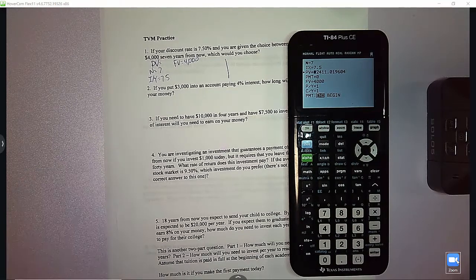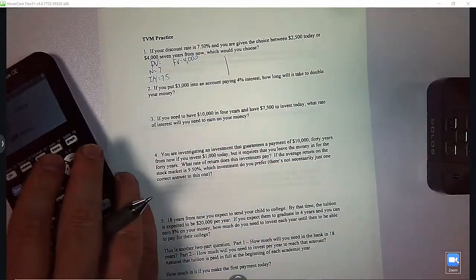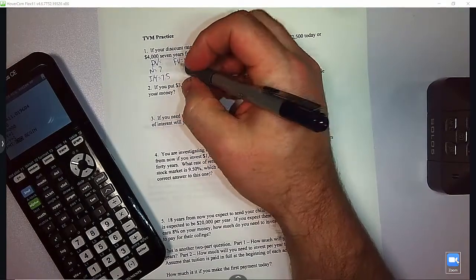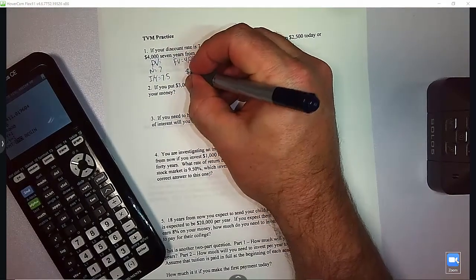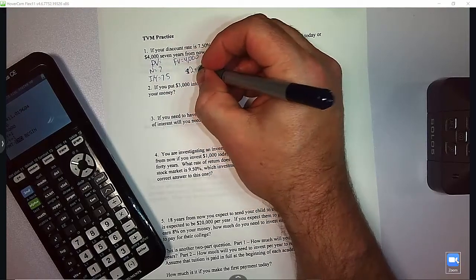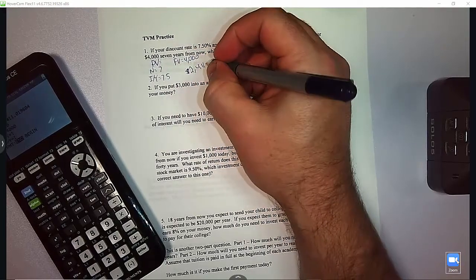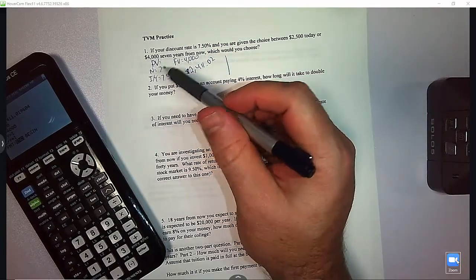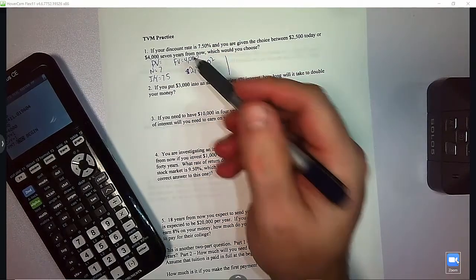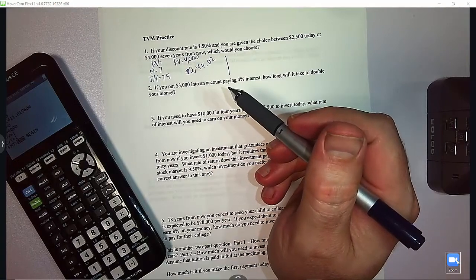What this says is that my present value is $2,411.02. You might notice that there's a negative number there. That just means that it's a cash outflow. So I could invest $2,411 today and 2 cents, and if I invested at 7.5%, I'd get $4,000 in 7 years.